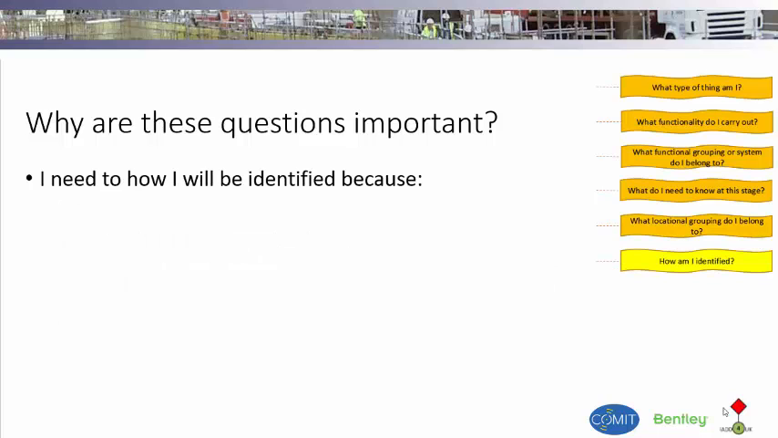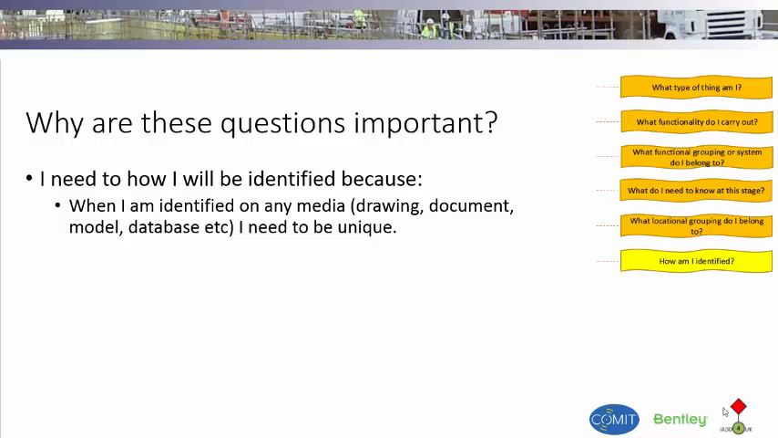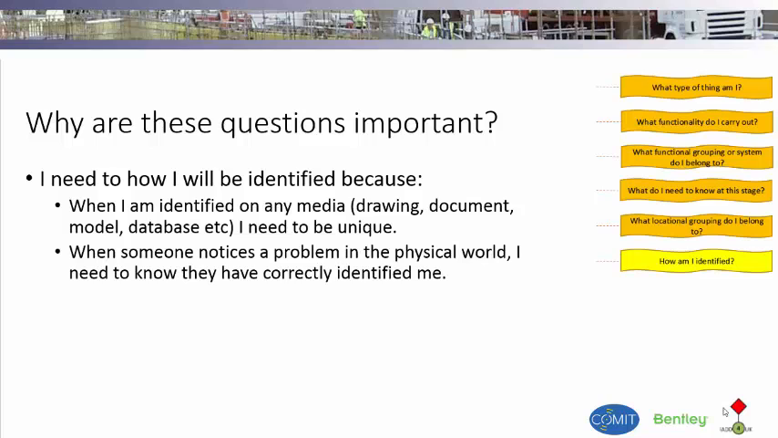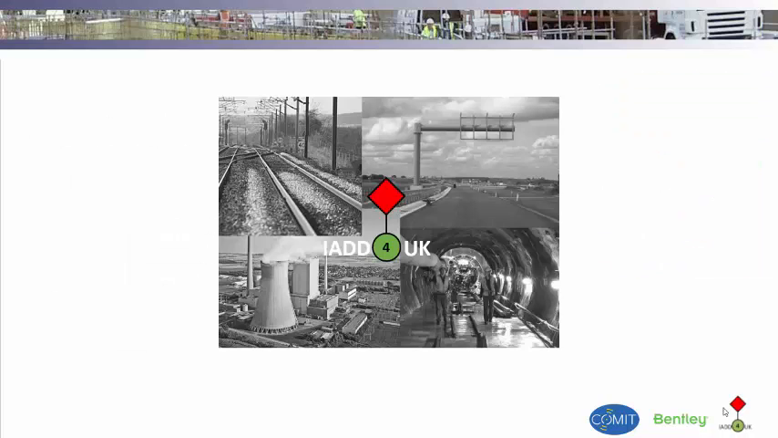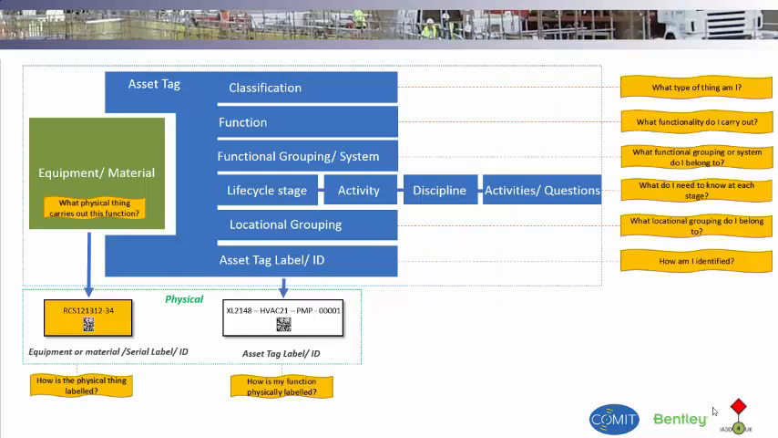I need to know how I'll be identified because when I am identified on any media, in drawings, documents, models, databases, I need to be unique. When someone notices I have a problem in the physical world, I need to know that they have correctly identified me. And when the physical equipment that fulfills my function is replaced, it helps to ensure that we are talking about the same thing. So as long as I've got standards and procedures in place that document these things, I should have a good asset tagging strategy.